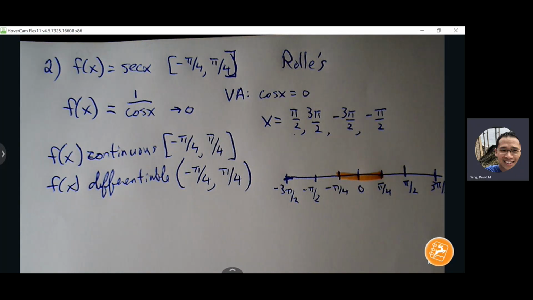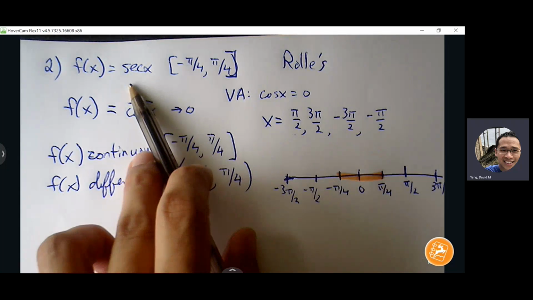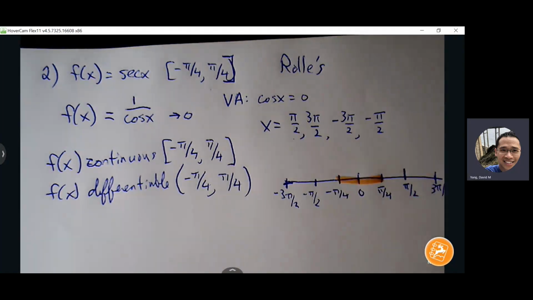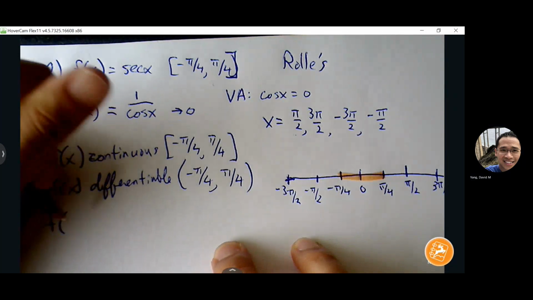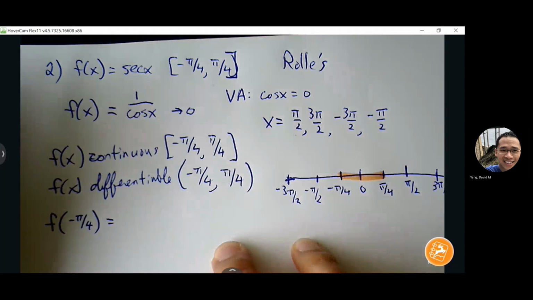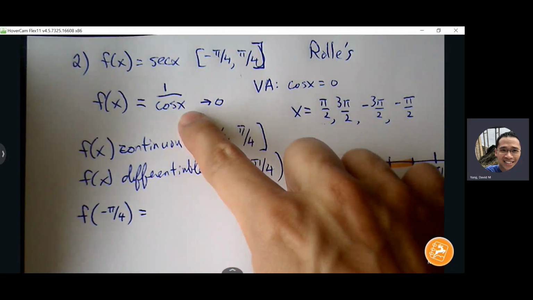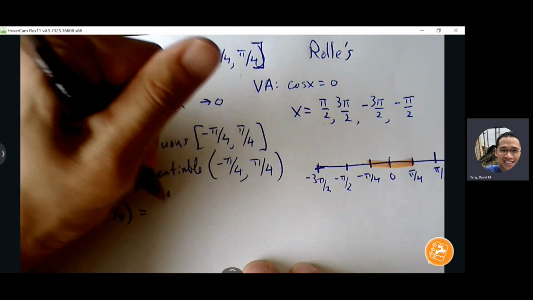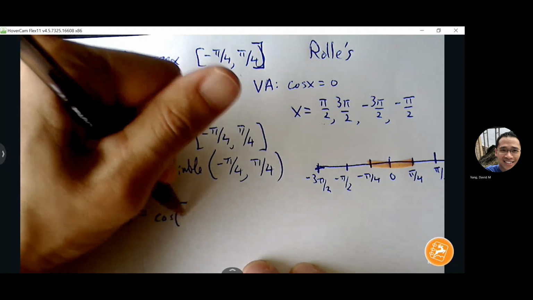Okay, what's next? Into the original function, right? So no derivative yet. The next step is going to be the same, whether it's Rolle's theorem or mean value theorem. We have to find out what's happening at the endpoints. So we want to find the ordered pair at negative pi over 4, and also the ordered pair at pi over 4. I'm going to put into that 1 over cosine. It just feels more familiar.